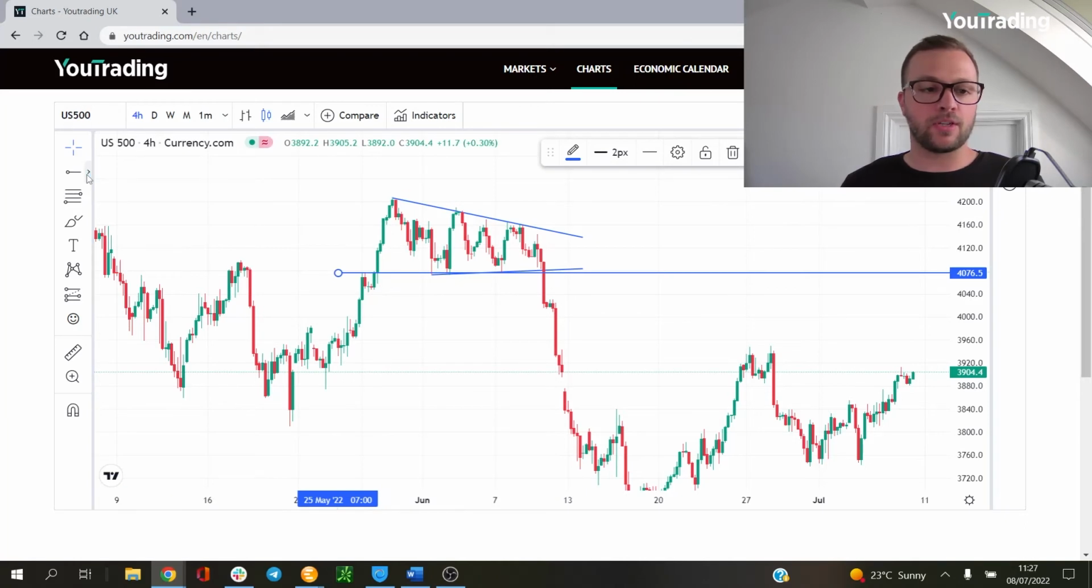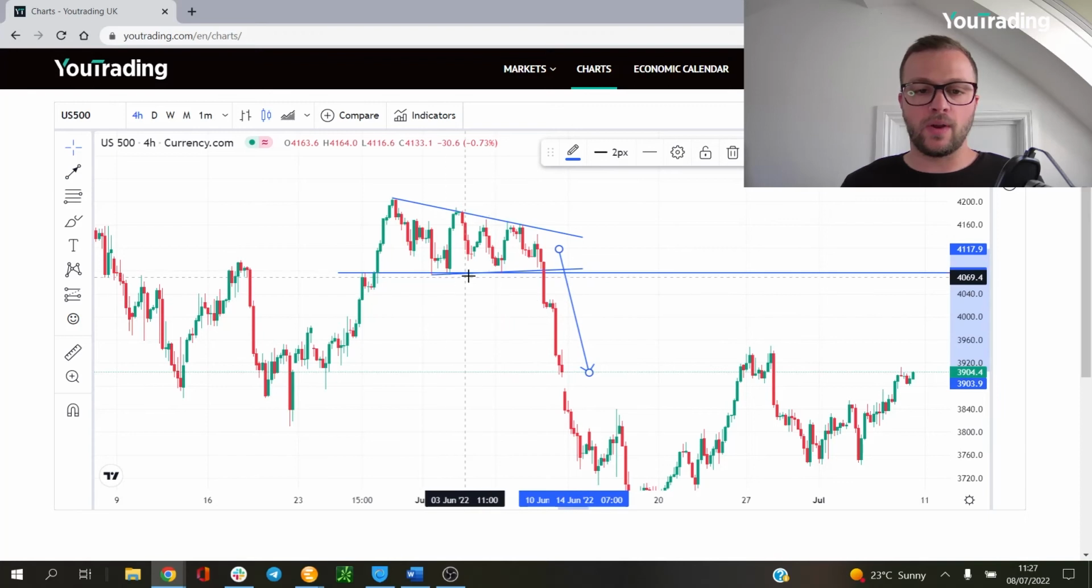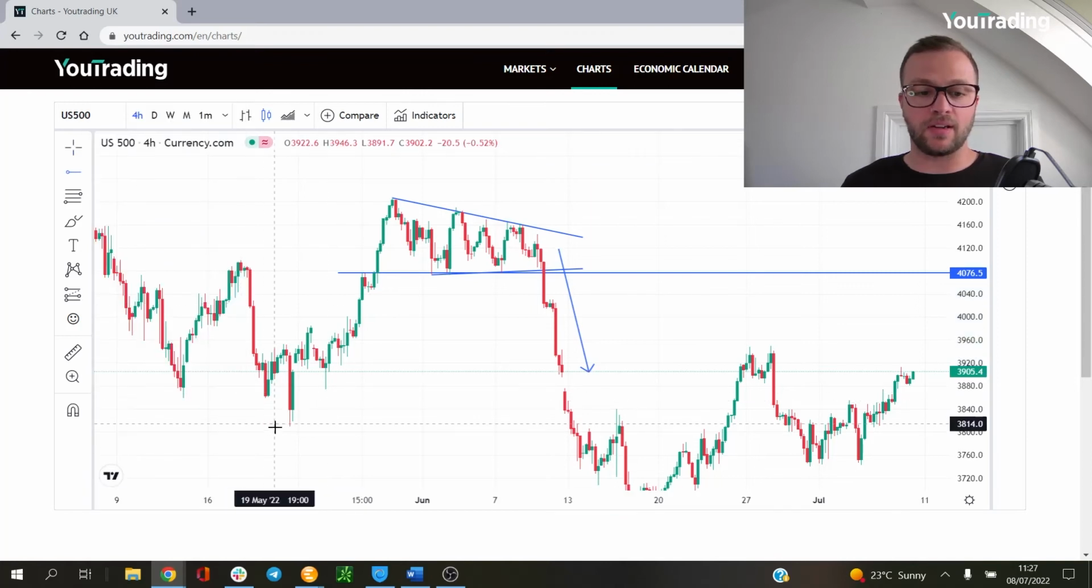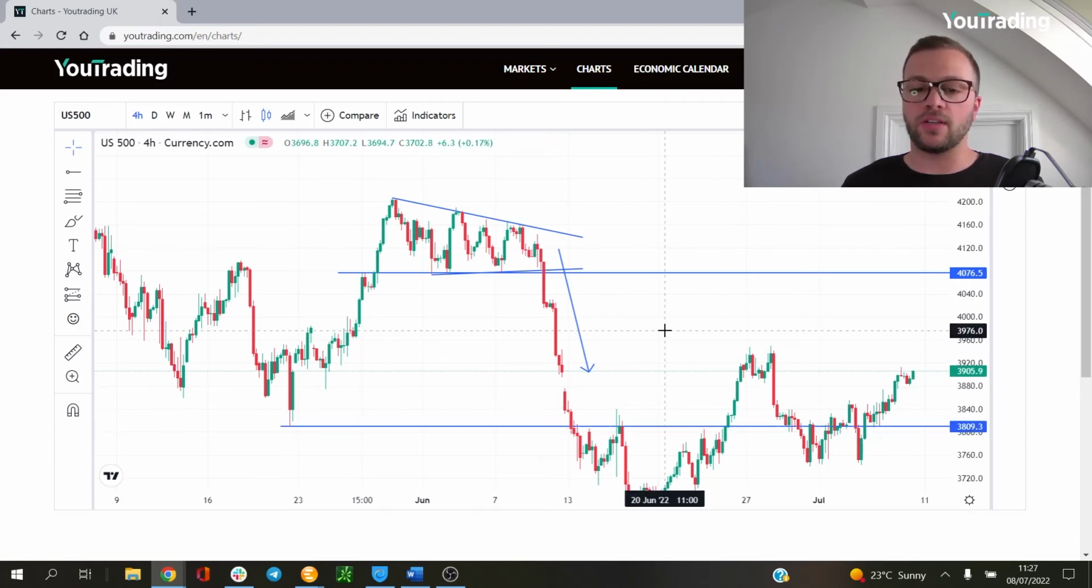We had the bearish breakout, went through all of the support, and then the target, which we eventually hit and even surpassed as the S&P 500 hit fresh annual lows, was all the way down here, 3,800.